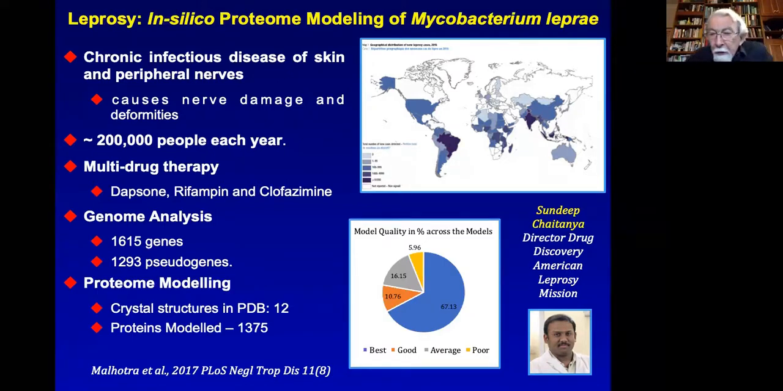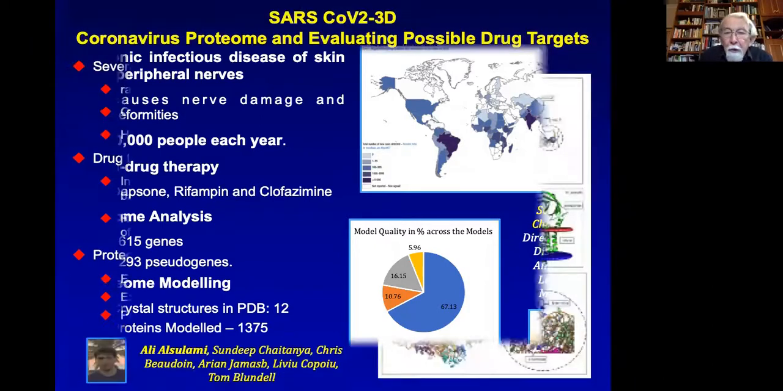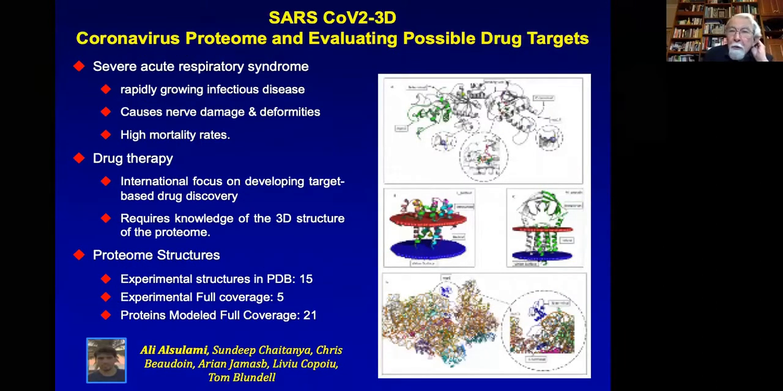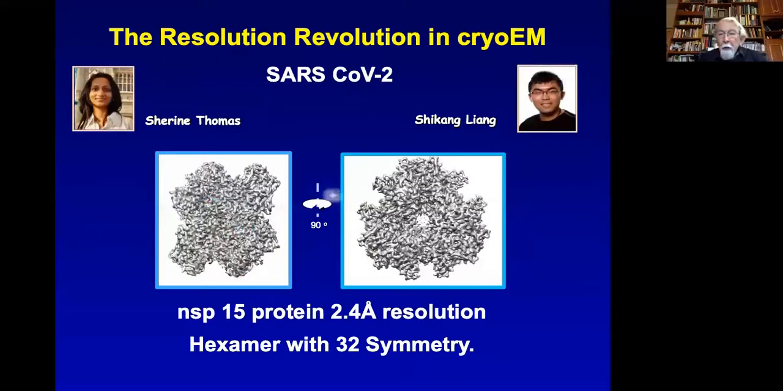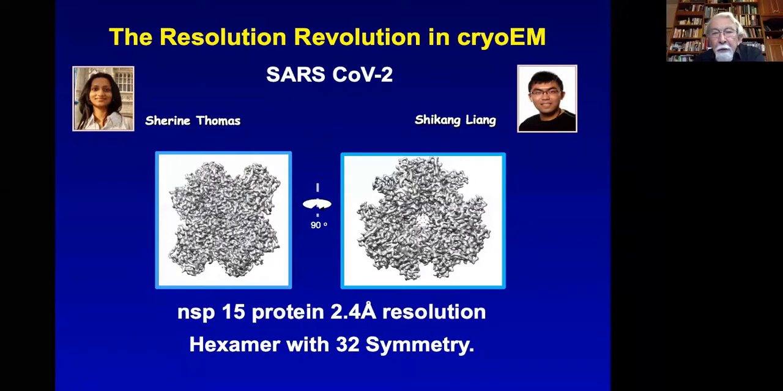And this man, another Indian, Sandeep Chaitanya, came and joined my lab, and we now have the leprosy research center of the American Leprosy Mission in my lab and working on these. But we worked out a model for the proteome using our software. And of course, we worked out a SARS-CoV-2 model for the proteome. I'm not going to go through all of that, but we can use it for drug discovery and understanding mutations. And of course, the most recent thing that's happened in our SARS-CoV-2 work is that after working on trying to get the X-ray structure of the NSP15 protein, we suddenly got the cryo-EM structure at 2.4 angstrom resolution. And you see there's another Indian there, Shereen Thomas. She's from Kerala.